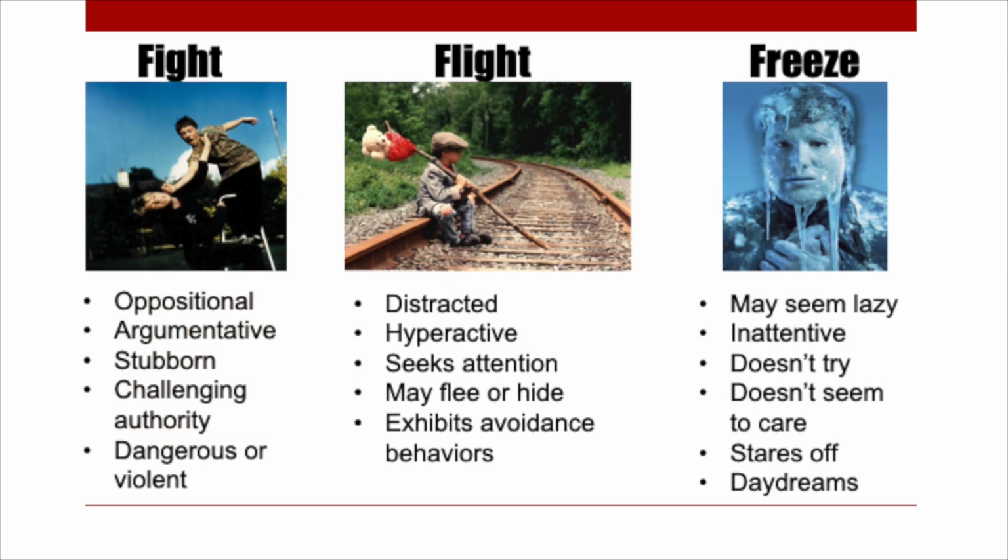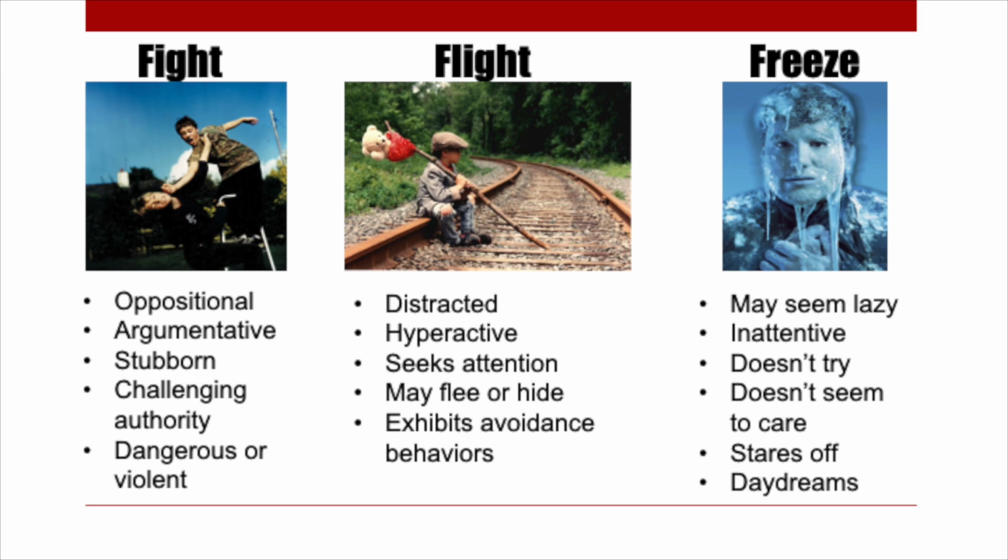Let's take a moment to review some of the ways the amygdala responds to keep us safe when we perceive a threat. When the brain thinks that the fight response is most appropriate, you might see a kid who is oppositional, argumentative, stubborn, challenging authority, or dangerous or violent. Some of what you might see in kids with the flight response include being distracted or hyperactive, attention seeking, might flee or hide, and exhibit avoidance behaviors.